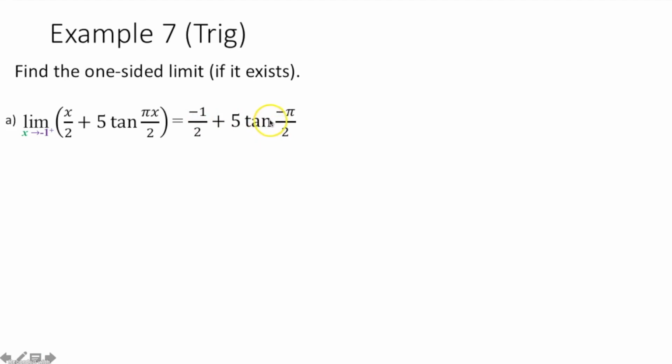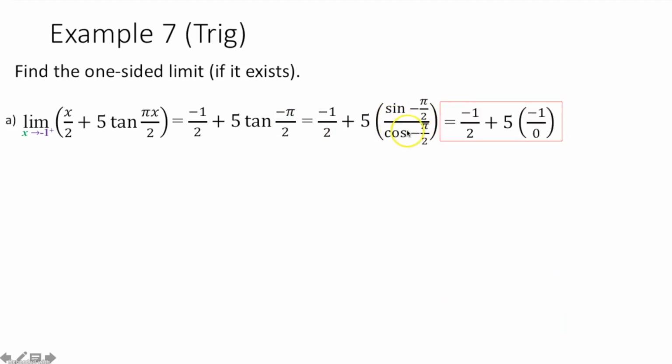You may not know what tan of negative pi over 2 is right off the bat. So if you wanted to simplify this a little further, you could see that we're actually going to get a number in the numerator and 0 in the denominator. Because of that, we know we are going to get a vertical asymptote at x is equal to negative 1, because that caused our denominator to equal 0. Now all we have to determine is, as we approach negative 1 from the right, are we going to go towards positive infinity or negative infinity?